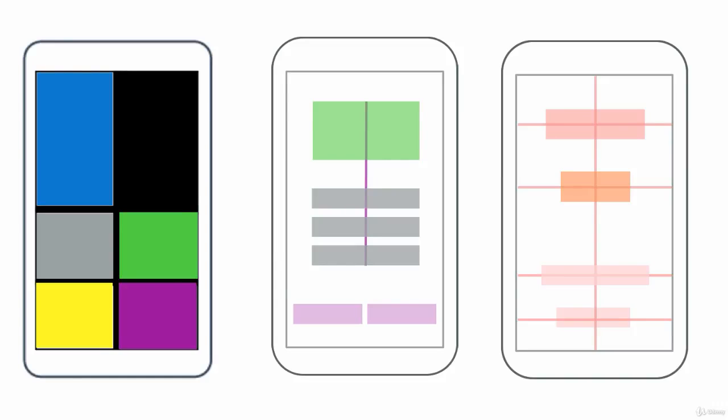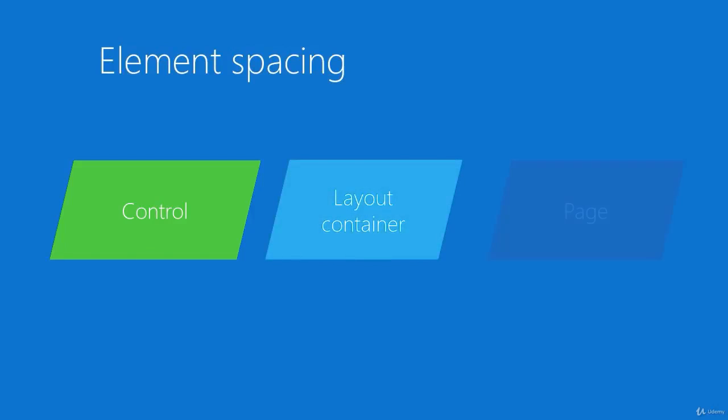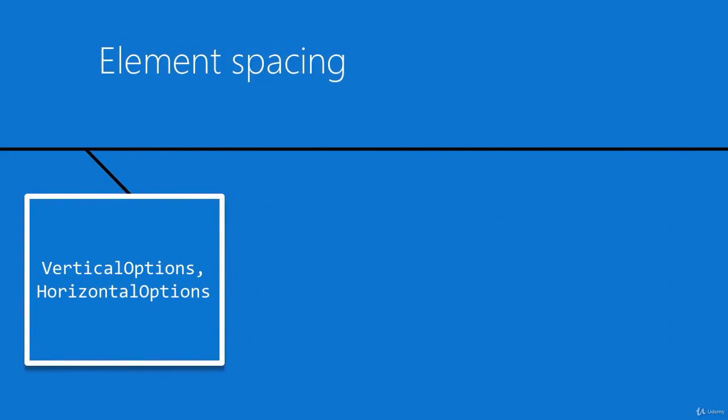The child elements can request specific sizing and spacing when hosted in a managed layout container. These are actual properties defined on the control, the layout container, or the page itself. Vertical options and horizontal options determine how child content is stretched or positioned. It can be used on any view type, but most often is set on layout containers.